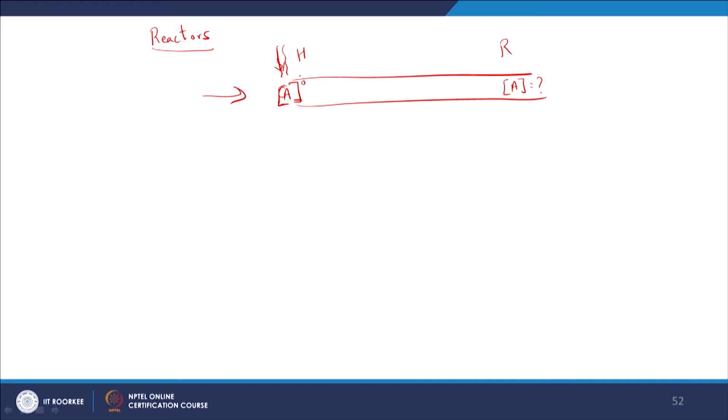For that, I am going to define a reactor with certain boundaries, and then I am going to model how A is going to change or transform within this boundary. Once I am done with that model, and I also consider some assumptions to make the model relatively simpler, I can end up calculating or predicting the concentration of this particular toxic compound A at Roorkee now.